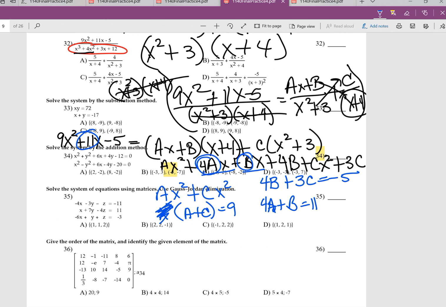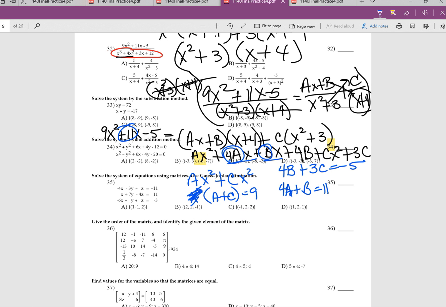Let's see what we get. I'm trying to figure out what we could use. We could solve for a here and substitute it in here as a c term, and I can solve for b and substitute it in here as a c term. That's what I'm going to do. So in this case, a is equal to 9 minus c for this one.